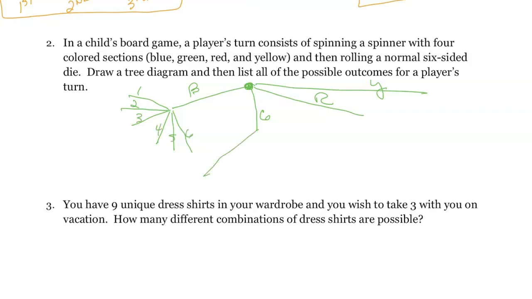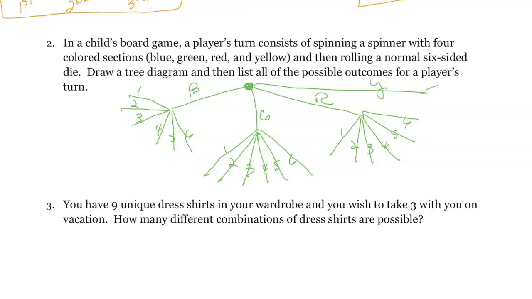And the green, same scenario, 1 through 6. Under red, 1 through 6. And lastly, under the yellow, 1 through 6. That's your tree diagram. See, it gets pretty complicated after a little bit.